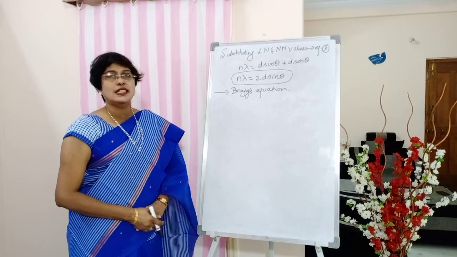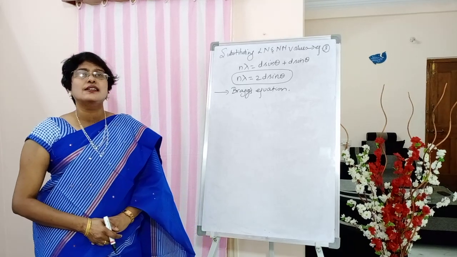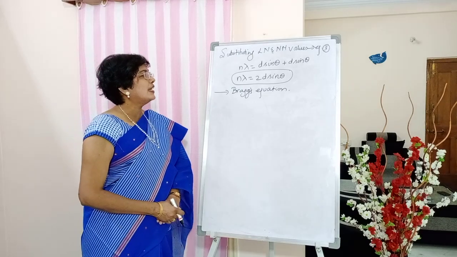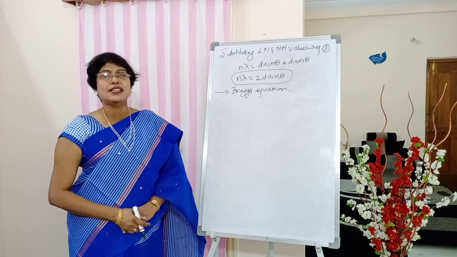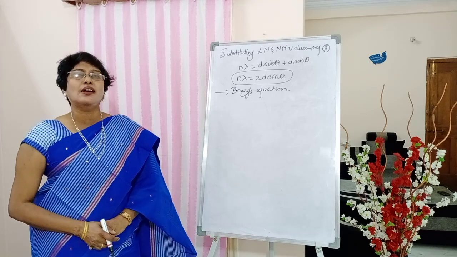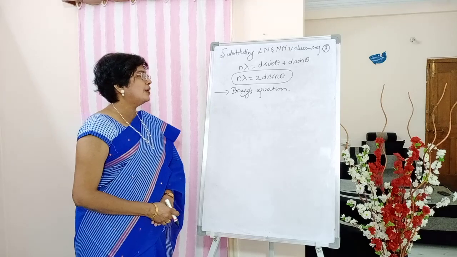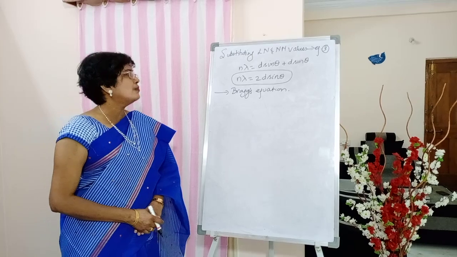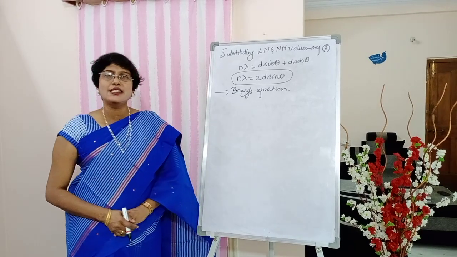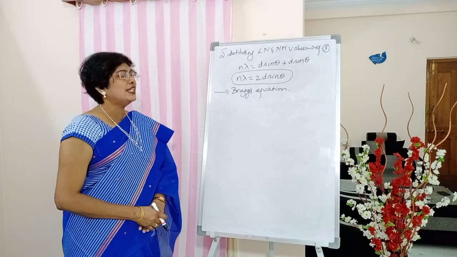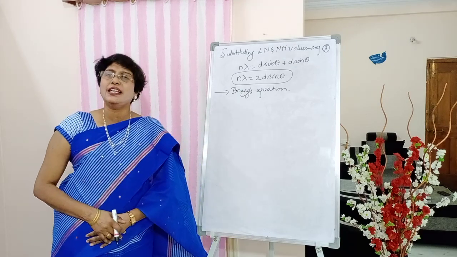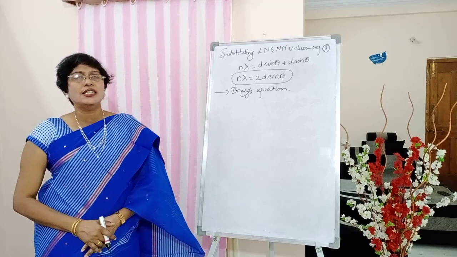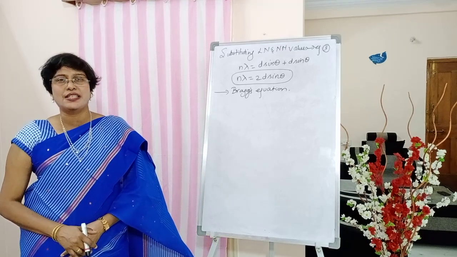So students, substituting LN and NM values in equation 1, we get n lambda is equal to d sin theta plus d sin theta, which is equal to 2d sin theta. So put n lambda is equal to 2d sin theta in a box, and below write down, this is called Bragg's equation. Where n is an integer, 1, 2, 3 and so on, lambda is the wavelength, d is the distance between two successive layers, and theta is the angle of incidence or angle of reflection. Draw a line till here, students. So this is the answer for your Bragg's equation.